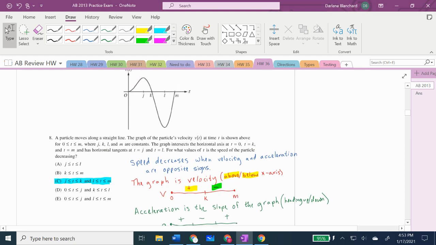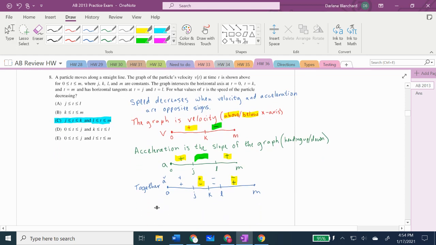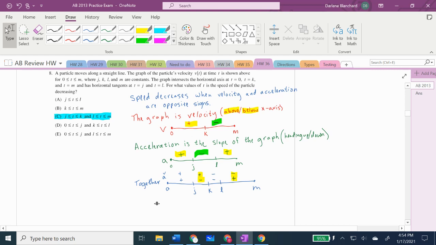So looking at whether I'm heading up or down, I am heading up from 0 to j. I am heading down from j to L. And then I'm heading up again from L to M. And then putting those together, acceleration and velocity.